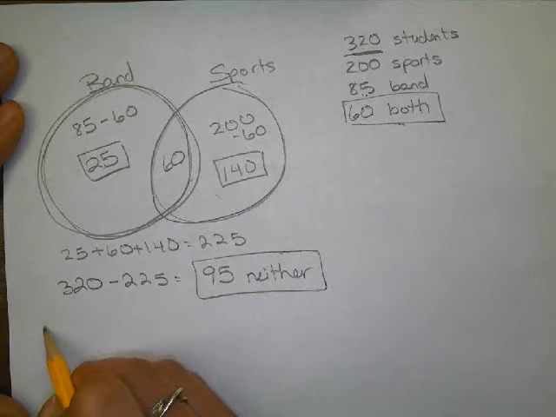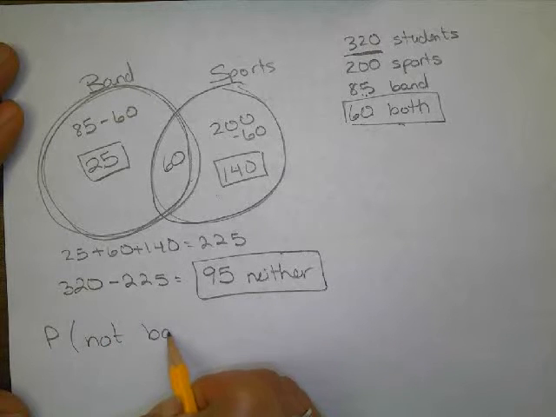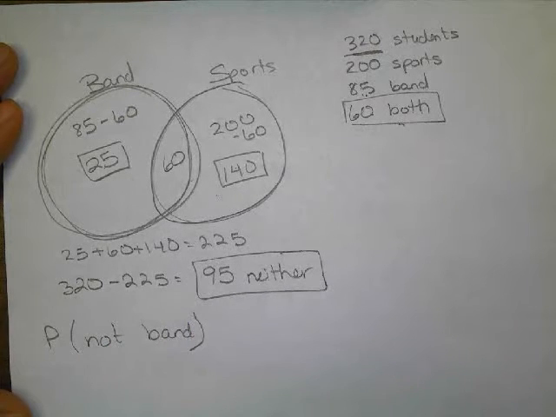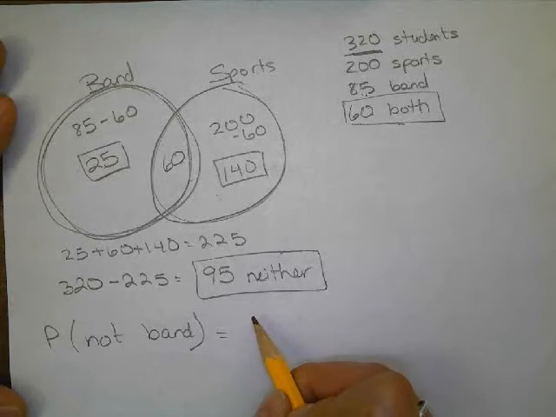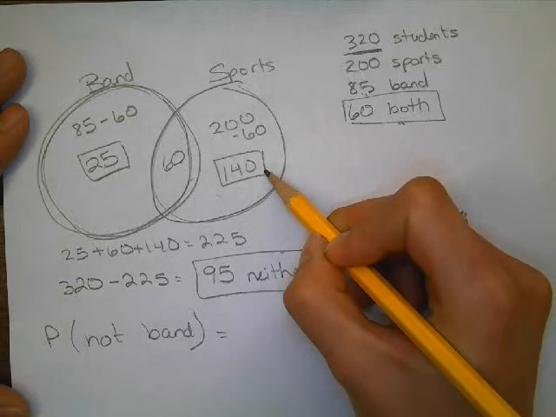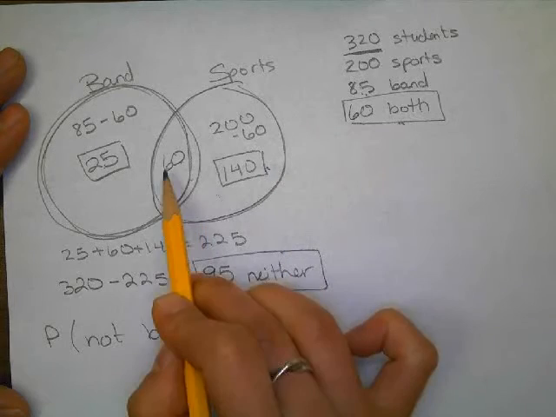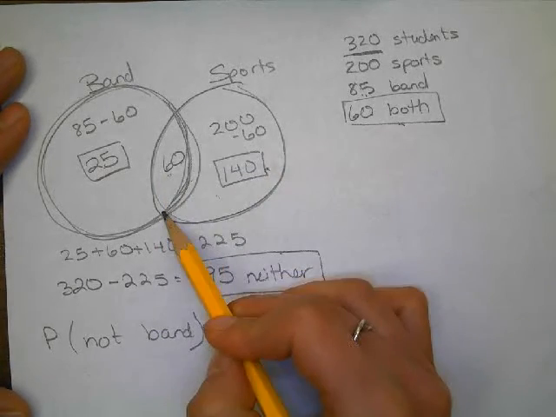Alright, now let's say we wanted to find the probability of the number of people that are not in band. So the number of people who are not in band are going to be the people who are in just sports or don't do any of those things. So that would be this 140 people that are just in sports, not including the 60, because again the 60 is part of this overlap.